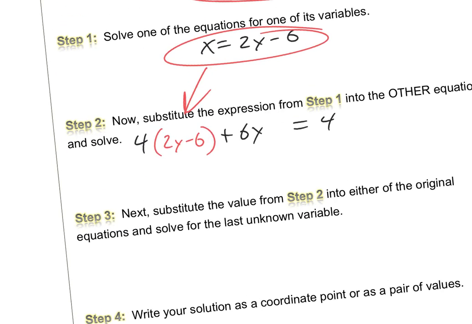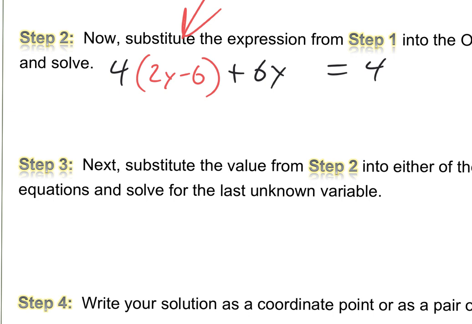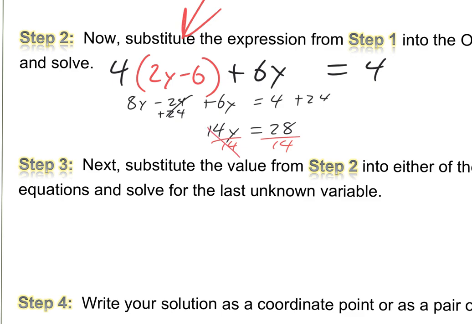Let's solve. So I'm going to distribute this 4, giving me 8y minus 24 plus 6y equals 4. I'm going to add 24 to the other side, and combine these like terms to get 14y equals 28. Then I simply divide both sides by 14, and I get that y equals 2. Beautiful. I'm halfway done now with this problem.